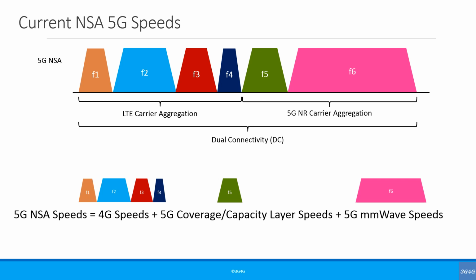So this is just in terms of an equation, what we are talking about. The 5G non-standalone speed equals 4G speeds plus 5G coverage and capacity layer speeds plus the 5G millimeter wave speeds. And as I said, we might not have 5G carrier aggregation right now, but it's available in the standards, and it's just a matter of time before operators start deploying it. So this is a simple way to understand the 5G non-standalone speeds.